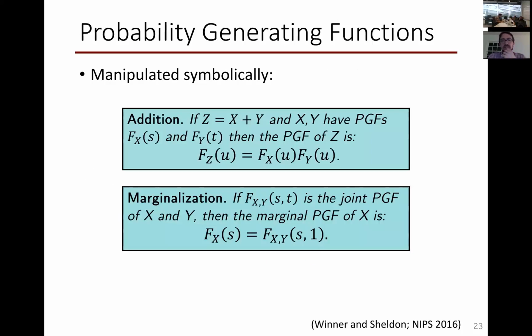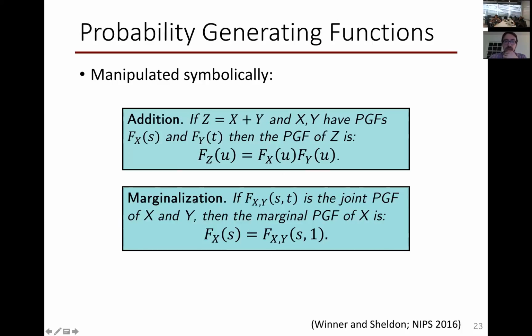The other nice thing about PGFs is that there's a lot of different ways to manipulate them symbolically. So in our first paper at NIPS, where we introduced this idea originally, we collected a set of different operations that you can perform on the generating functions of random variables. Just as an example, if you have two random variables, X and Y, and you know their generating functions, then the generating function of their sum is pretty easy to compute. You just take the product of those two generating functions for X and Y. Okay.